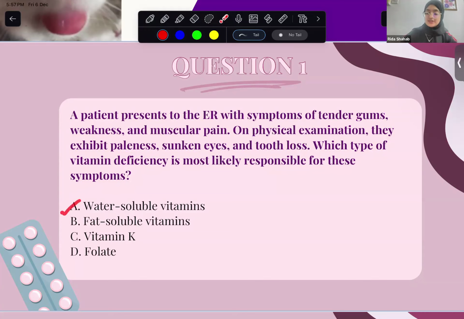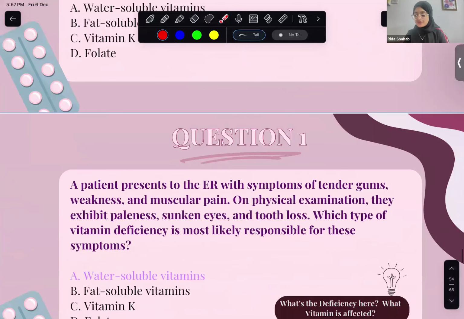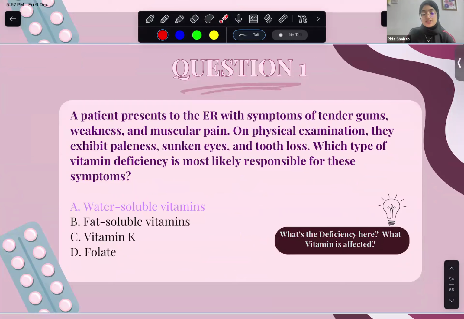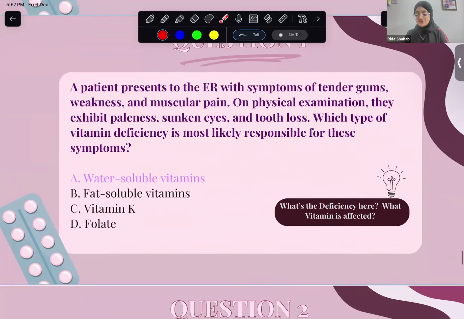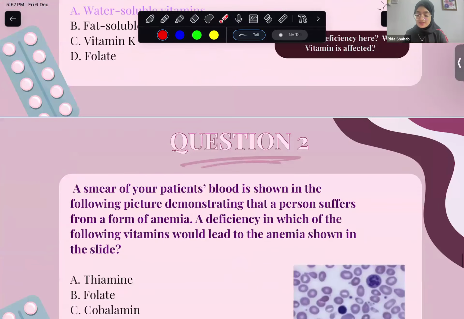Good job, it is A. Can you tell me what vitamin this is and what's the deficiency? Vitamin C, right? Do you know the name of the deficiency that it causes? Scurvy. Good job. Okay. Next question.